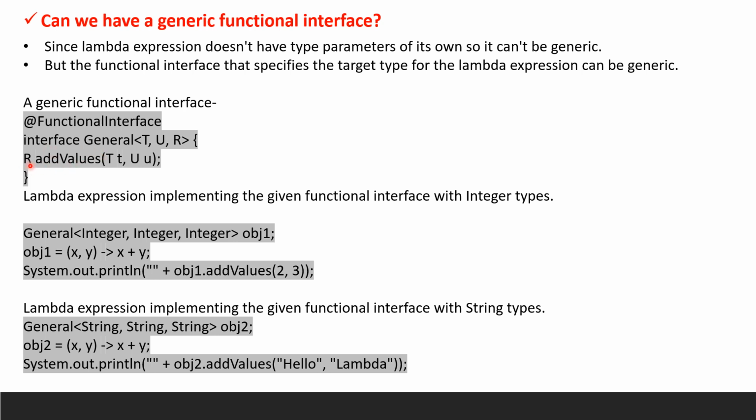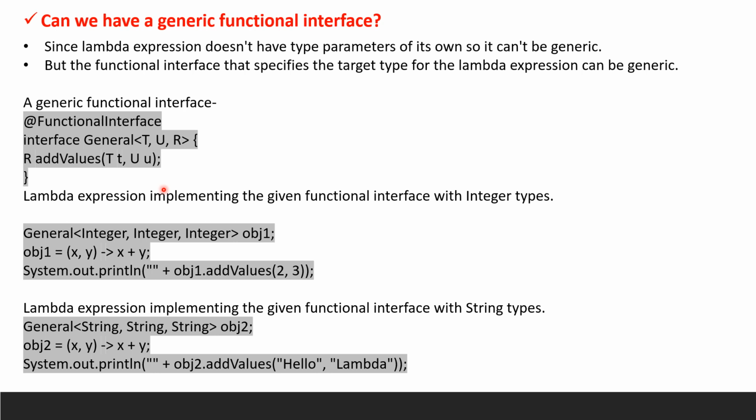Here is the resultant add values method, and the inputs are T and U. So how are we going to implement it? We have declared the interface as a generic one with generic parameters. If we specify the target type, then how are we going to implement that lambda expression, implementing the given functional interface with integer values.